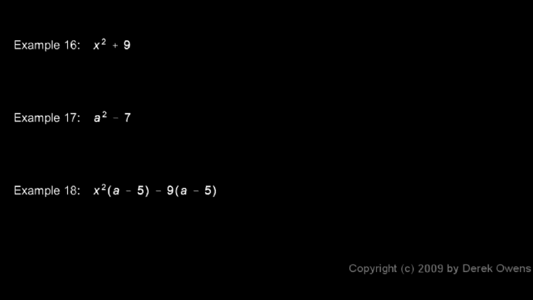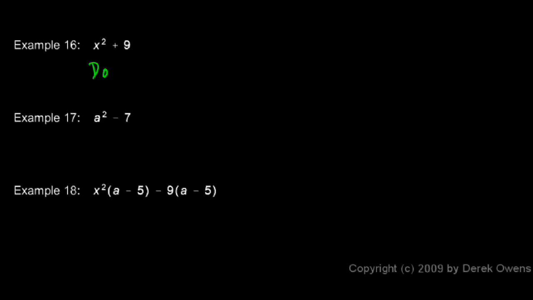In example 16, I have x squared plus 9, and I see that is x squared, and that is 3 squared. But look at this, that's a plus, not a minus. This is not the difference of two squares, this is the sum of two squares, and I can't factor it with that pattern. The pattern we've been looking at, thing 1 plus thing 2 times thing 1 minus thing 2, only applies to the difference of two squares, and this is not that. So this can't be factored.